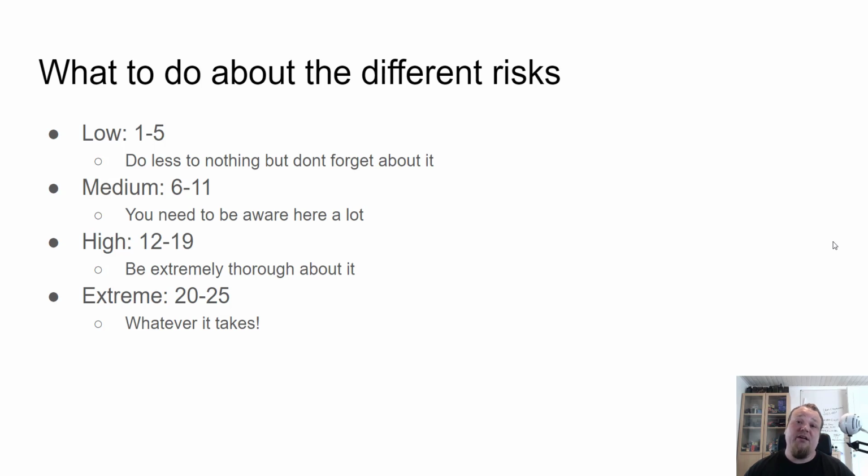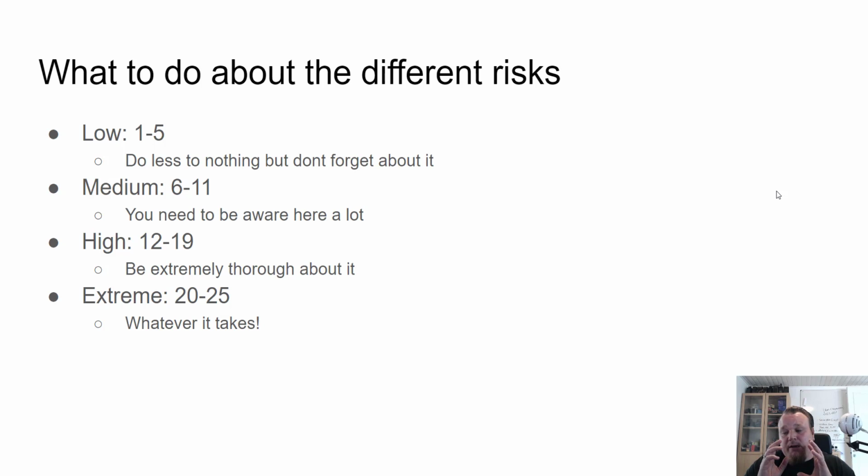So from one day to another, the risk that is overall rated by the risk level 1 is suddenly now at, let's say, 18. So you need to be aware of patches and software updates and changes of rules, and I probably guess you know what I mean. So if it's a medium, you need to be aware of it a lot. In high level, be extremely thorough about it, and if it's an extreme risk, whatever it takes, right? You just need to get the level down.